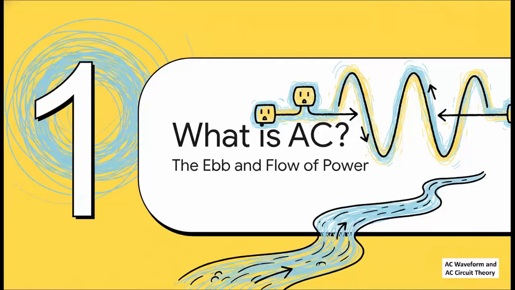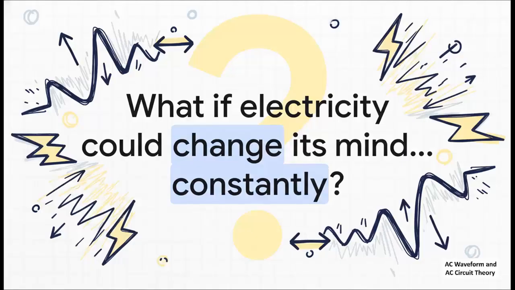All right, let's jump right into section 1. What is alternating current? The best way to think about it is like the constant ebb and flow of power. I want you to imagine electricity that doesn't just flow, it pulses. It rushes forward, stops, instantly flips around, rushes backward, stops, and then does that whole thing all over again dozens of times every single second. That constant change of direction, well, that's the big idea behind alternating current.